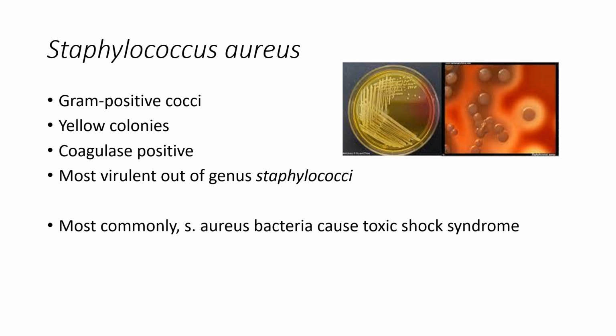And Staphylococcus aureus is a gram-positive cocci, which we can see right over here. And because Staphylococcus aureus has the ability to ferment mannitol, it produces an acid which changes the indicator color from red to yellow, which we see over here. We can see the little colonies, and we can also see the yellow. And it is also coagulase positive, which means it has the ability to clot blood plasma, and it is the most virulent out of the genus Staphylococci.